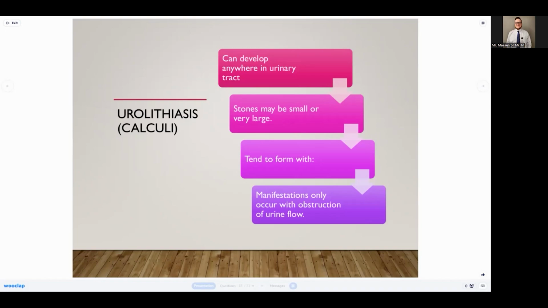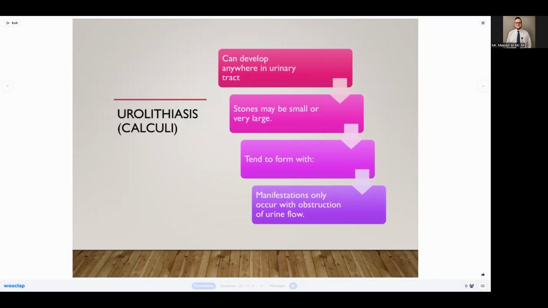They tend to form with large amounts of insoluble salts in the filtrate, or it could be that there's too much in the filtrate, or there's not enough fluid intake overall, and that causes buildup in the filtrate. That would be things like decreased fluid intake, immobility, urine stasis, maybe from urinary retention. But most commonly it's going to be calcium salts and a mixture of calcium salts and uric acid. So the chemicals that form urolithiasis, kidney stones, are calcium salts and uric acid.